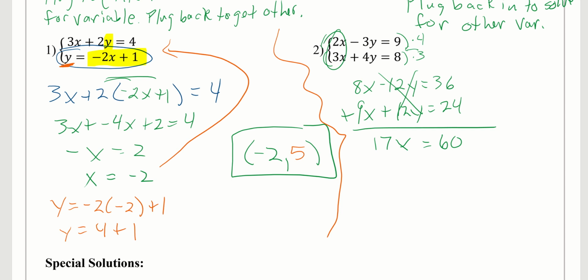And then from there, you're going to divide by 17, and just hope that this comes out to be a whole number. And unfortunately, it doesn't, right? So it comes out to be 60 over 17. And this is a great example of why graphing is not the greatest. So you want to see if you can reduce that.